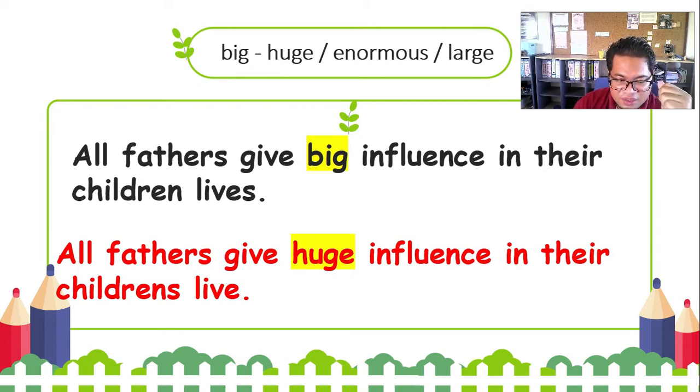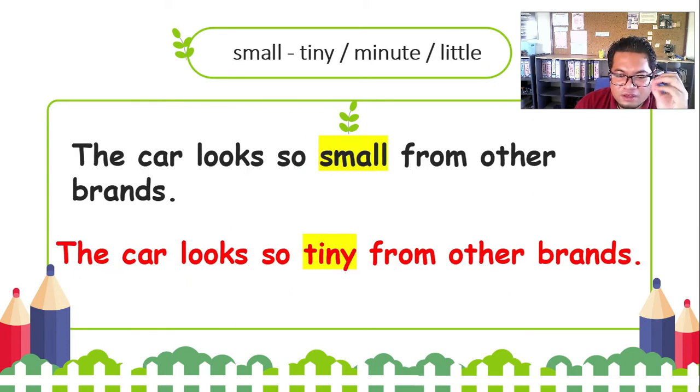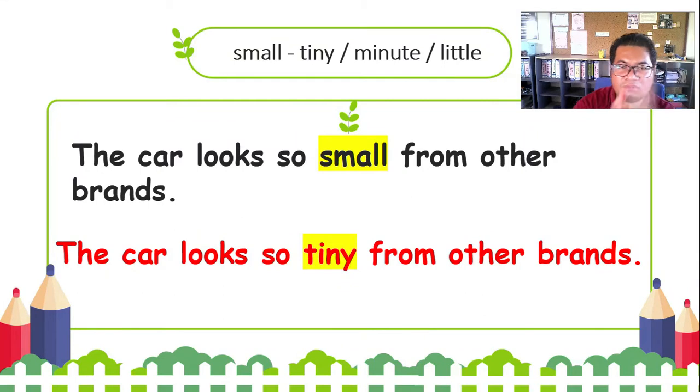All fathers give a big influence in their children's life. Okay, ada S patutnya. All fathers give huge influence in their children's life. Okay, maksudnya kita tukar sikit perkataan tu. Small, tiny, minute, little. The car looks so small from other brands. Okay, kita tukar. The car looks so tiny from other brands. Okay. This is among the example.